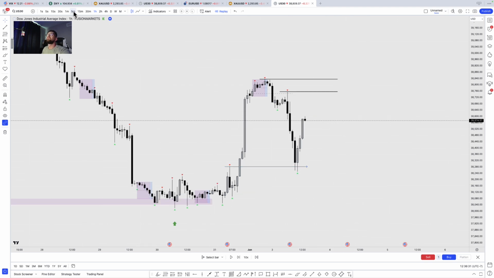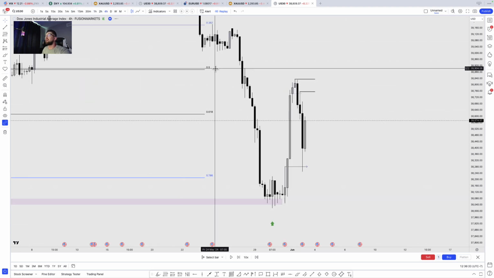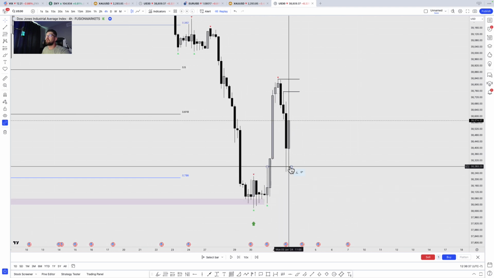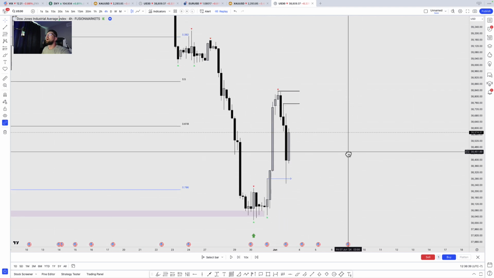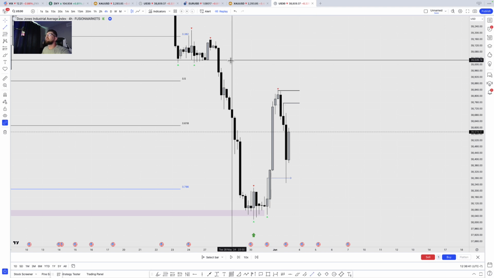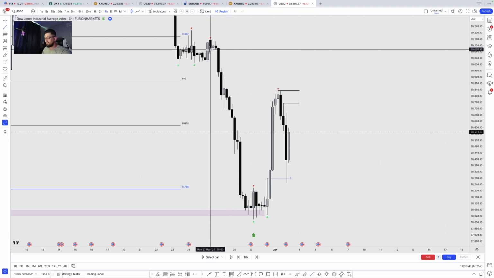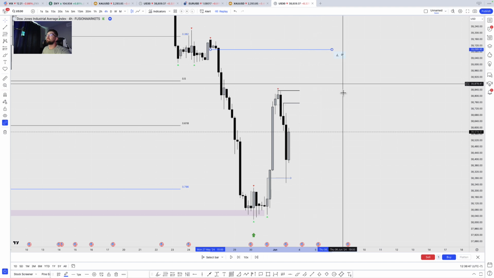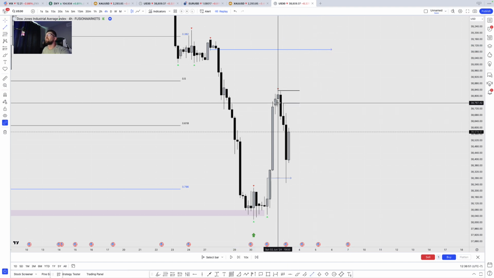So there's a couple ways to view it. You can see right here, completely filled our 4 hour imbalance. And we can say we have another 4 hour imbalance here. So I'm gonna show you what happens here after, which also gives us a 4 hour imbalance here.